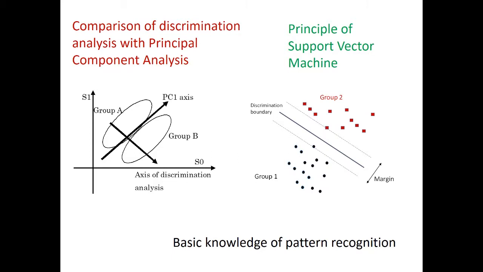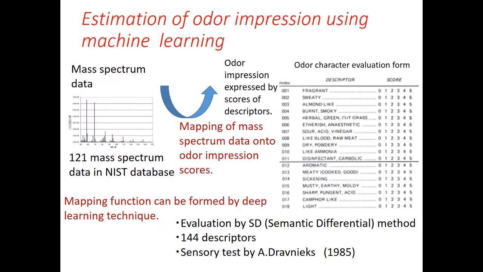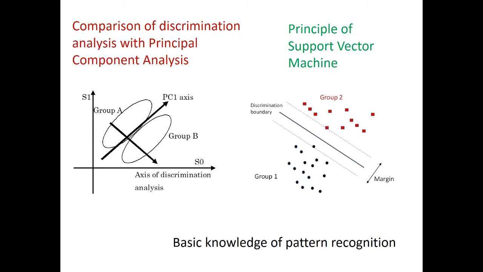However, in this analysis, the margin to classify these two samples should be maximized. Actually, the distance between the closest point on one side and this line, and the closest point on the other side to this line, should be maximized. So this is the support vector machine concept. We use this pattern masking technique for masking olfaction, and this is a brief introduction.